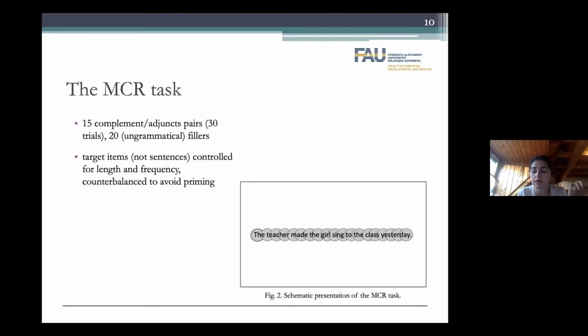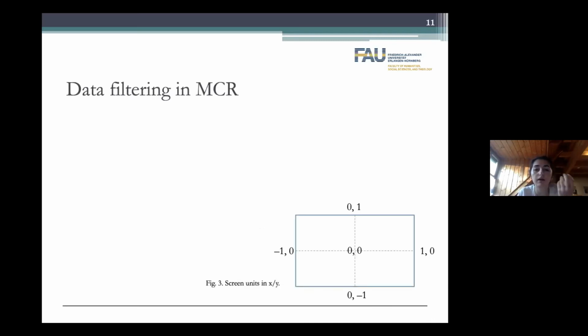Because if you remember the pair that I showed previously, the verbs were always the same and they were in the same word form. And also they appeared in the middle to avoid a wrap-up effect or similar things. And you would expect that in a task like this, there will be a lot of noise from the human hand movements. So that's why what was important to do is data filtering.